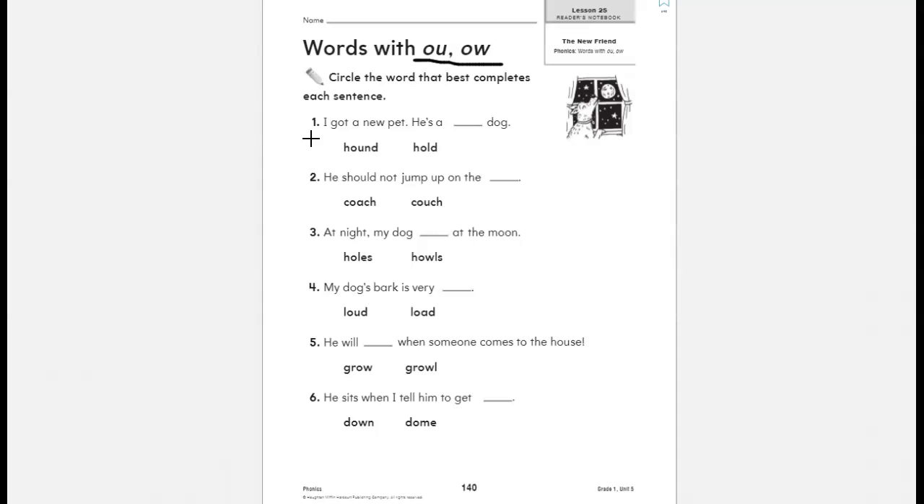Sentence number 1 says, I got a new pet. He's a blank dog. He's a hound, hound. Circle the word that best completes the sentence for number 1. I got a new pet. He's a blank dog.